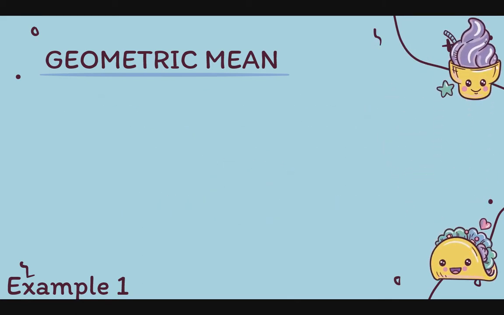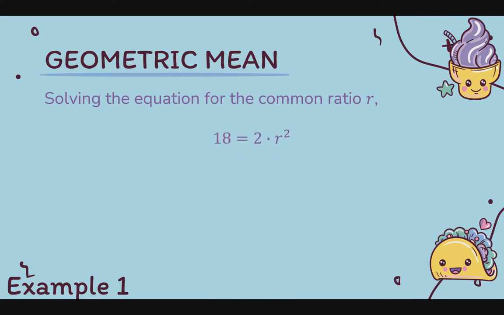Ngayon, after substituting our a sub 1 and a sub 3, hanapin natin yung r gamit yung nakuha nating equation. So we have here 18 is equal to 2 times r raised to 2. Ang kailangan lang natin ay r, pero meron siyang nakamultiply na 2 at exponent na 2. So isa-isa nating tanggalin yan, or isa-isa natin yang i-reduce into lowest form.